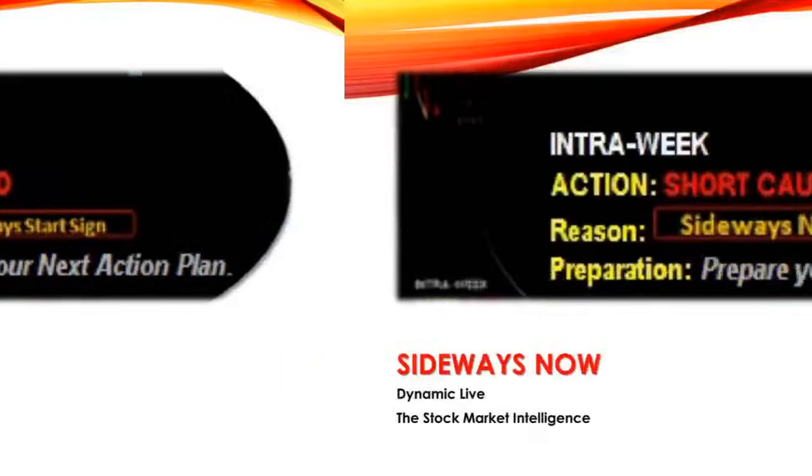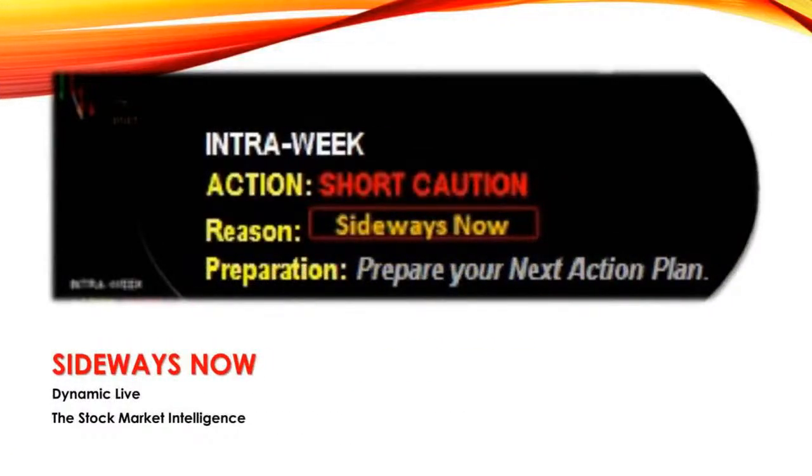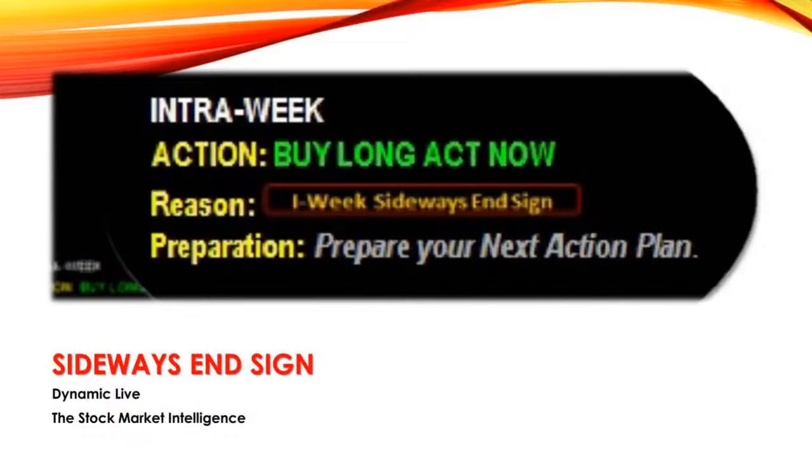Later the information changes to sideways now. As long as the price keeps moving sideways, it will be written here as sideways now. And at some point it will tell you sideways end sign. Now there is a point where you know that the sideways movement has come to an end. So the price is about to move in a single direction. Now you have to get in to capture the next big movement.